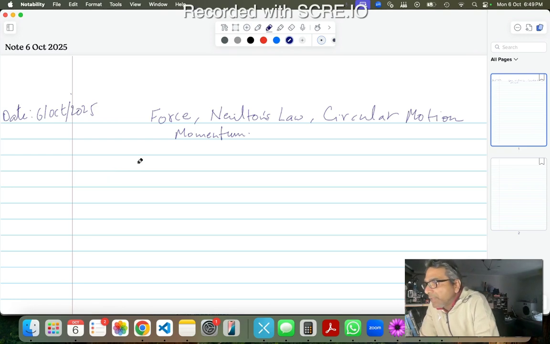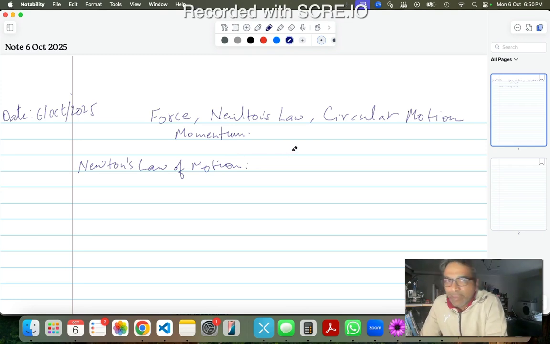Okay. First, let's come up with Newton's laws of motion and see how it goes. As we have seen, we have studied motion and the related equations, whether it is linear, free fall, or projectile. Right. So now there are certain laws which guide the whole motion environment.